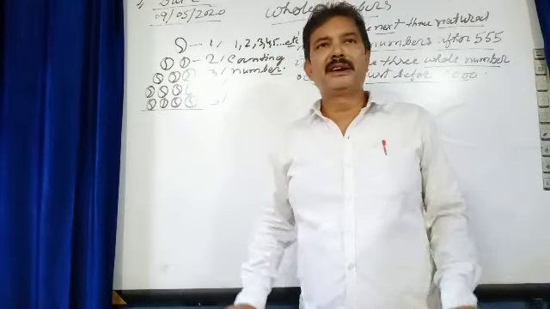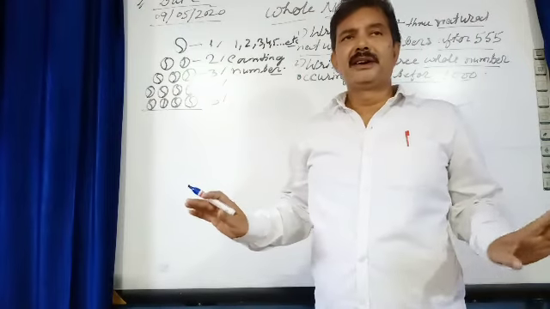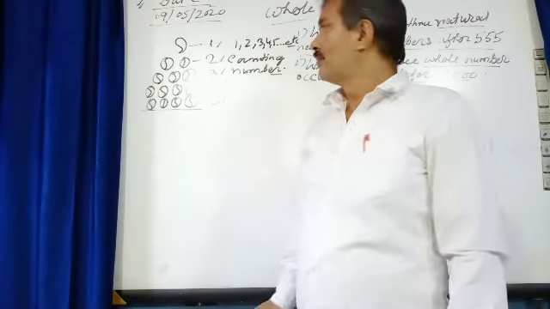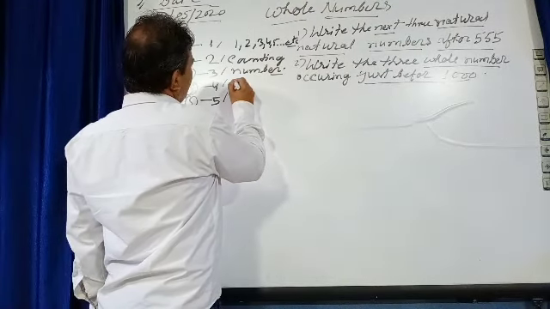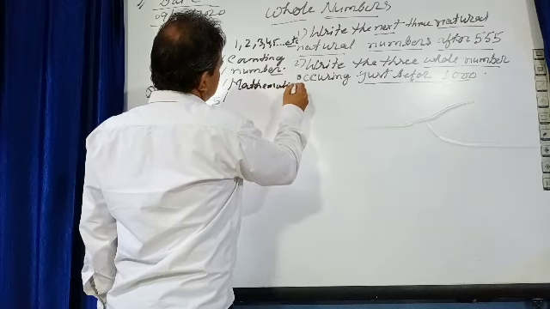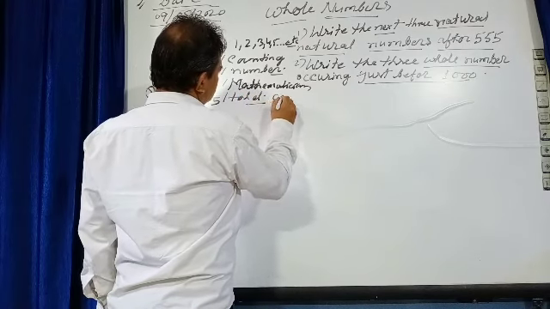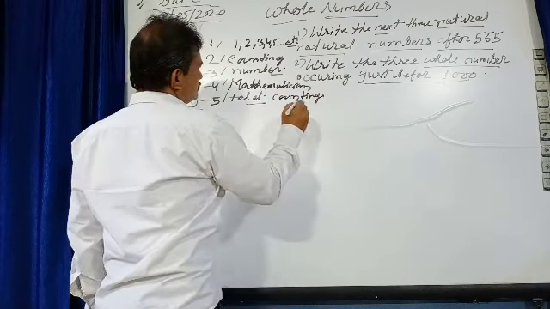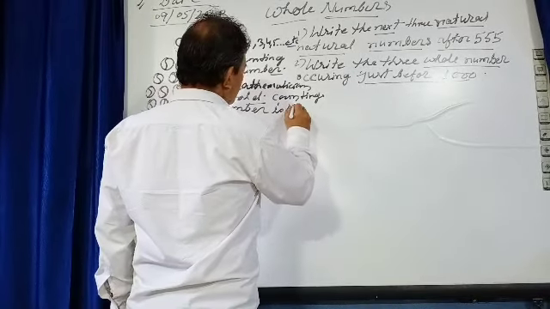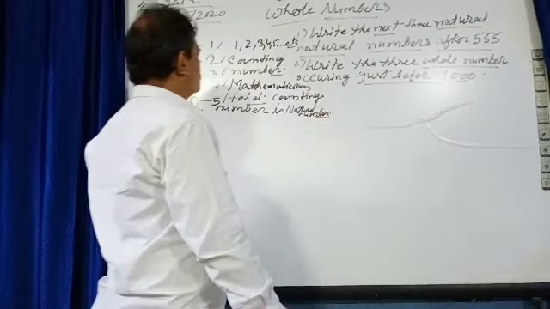You know, who invented the natural numbers? Who invented the counting numbers? Nobody invented the counting numbers. They are given to us by nature. So our mathematicians told us that counting numbers are natural numbers.